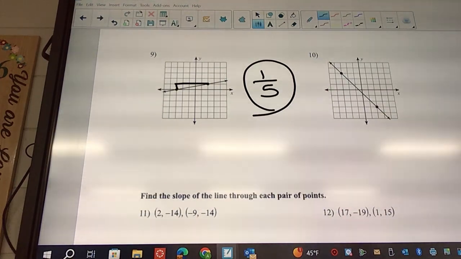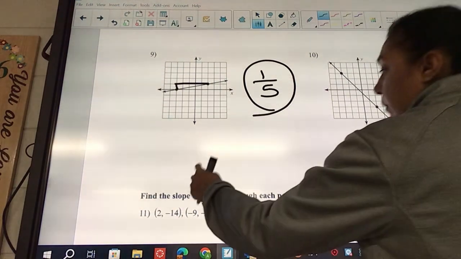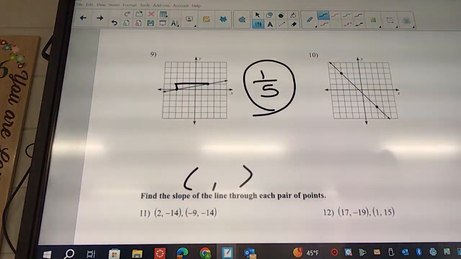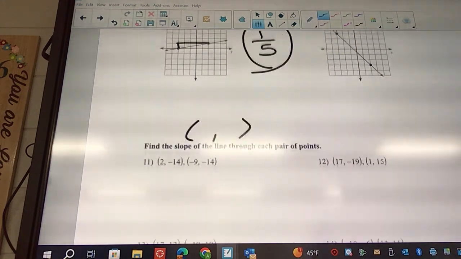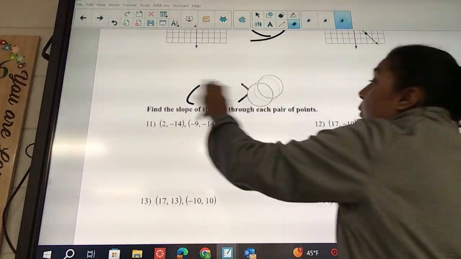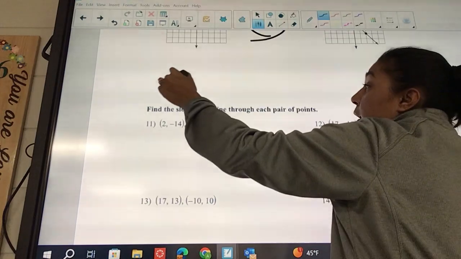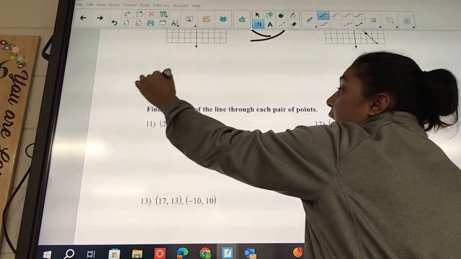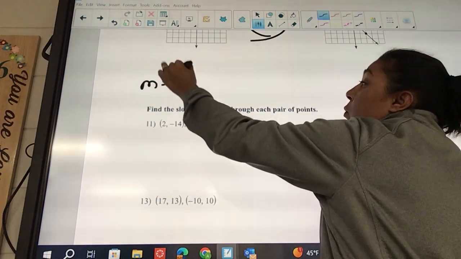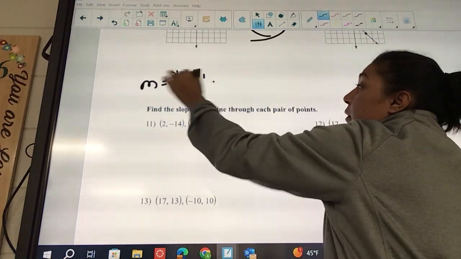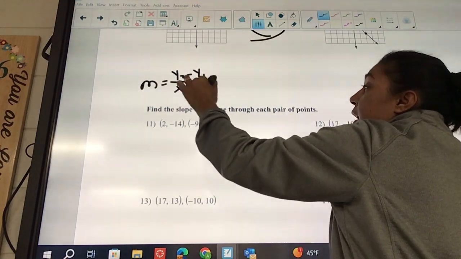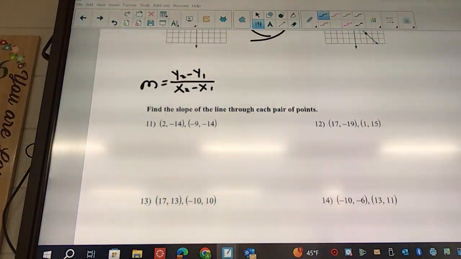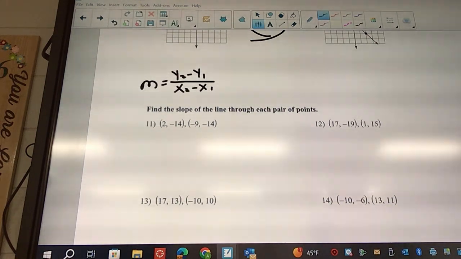What are these called? Coordinates or location. Okay, so when we're finding it with, people call them points too. So slope with a pair of points, you need to write this down, okay? So here's the formula. We say m equals y2 minus y1 over x2 minus x1. Okay, write that down. You're going to need it.